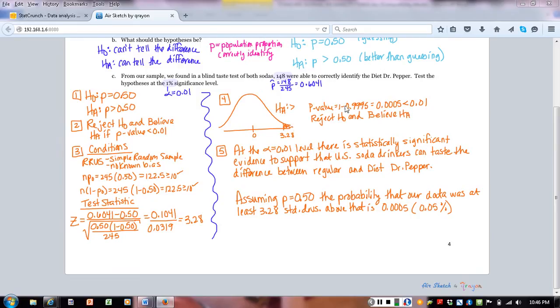So we have to do the 1 minus rule when we go to the table to get a p-value of 0.0005, which is less than our 0.01. So we will reject the null and believe the alternative.